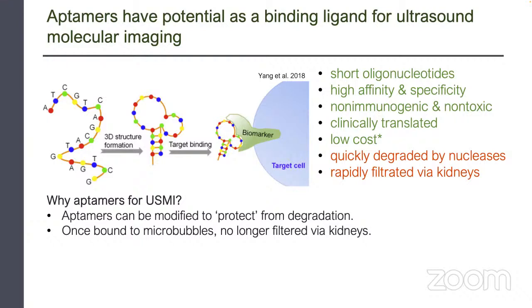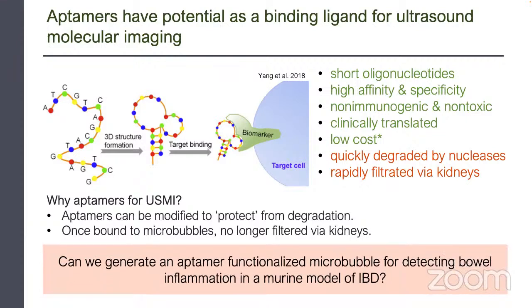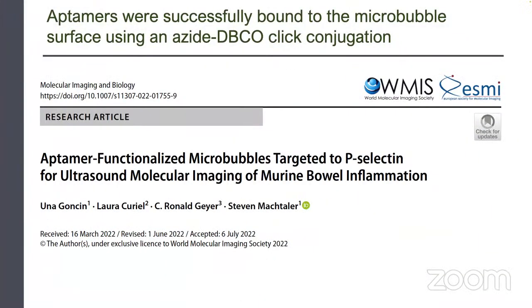But actually pairing it with ultrasound is kind of perfect because aptamers can be modified to protect them from this degradation. So what we do is we can fluorinate some of these nucleotides, which kind of stops these nucleases from sticking to it and getting rid of it. And once we bind to these giant microbubbles, it's no longer filtered via the kidneys. So it seems like this nice marriage. So we asked whether we can generate an aptamer functionalized microbubble for detecting bowel inflammation in this murine model of IBD.